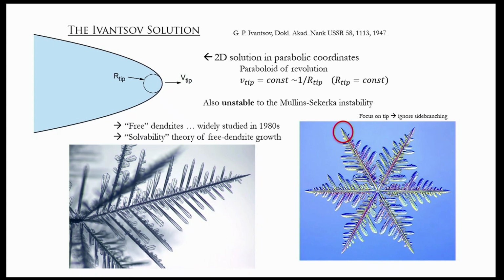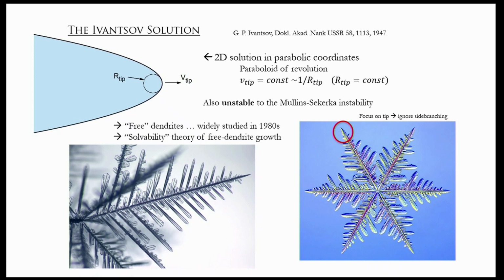And what it looks like is you have a paraboloid of revolution, so in 3 dimensions, and this tip, and you solve the diffusion equation for this thing, and it's a perfectly legitimate solution, just like the sphere, cylinder, it's just different. And what you get is the tip has a constant velocity, and the tip velocity is proportional to 1 over the radius of the tip, and the tip radius is constant in time. Okay, both of these are constant in time.